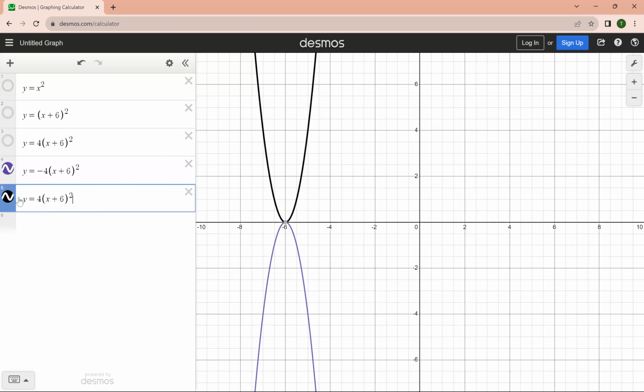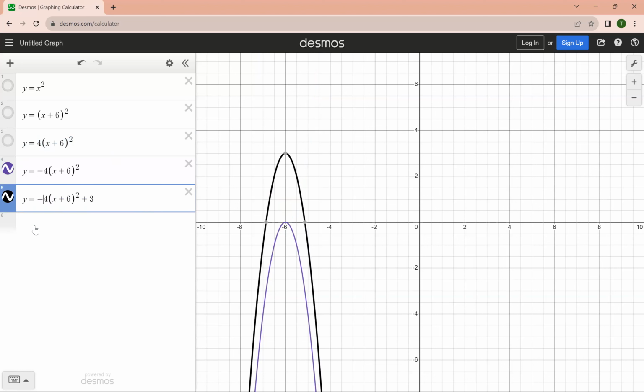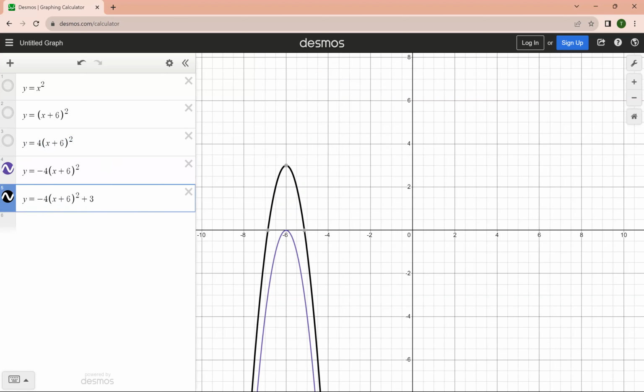And then the last thing is I'm going to put the plus 3, and you're supposed to tell me what happens between the purple to the black. What do you see? It's a vertical shrink, and it goes up by 3. So this one just went up by 3. It just goes up. And I can see how that's hard to see here. It's just up 3.